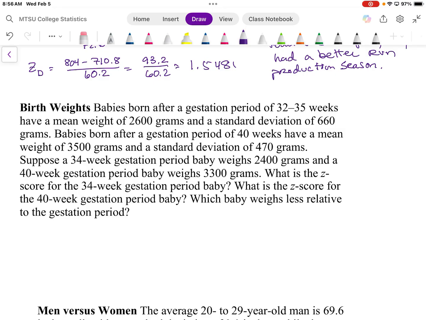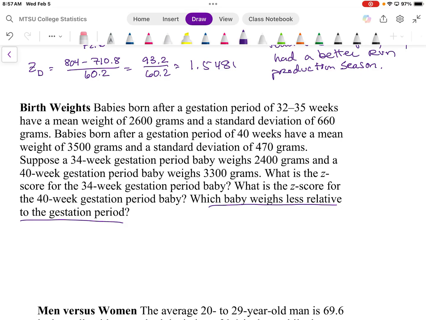What is the Z-score for the 34-week baby? What would be the Z-score for the 40-week baby? And which baby weighs less relative to the gestation period? Okay, so that one's going to be a little bit different. We're still going to start it the same way.